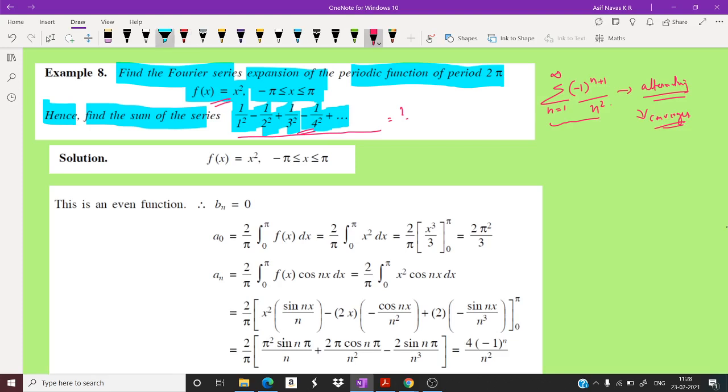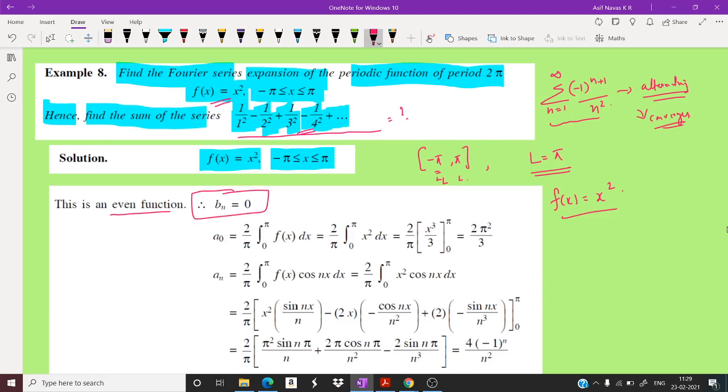So first of all, what is f of x? f of x is given as x square, on the interval minus pi to pi. So we have L equal to pi, like minus L to L. And f of x is x square. Is it an even function? Yes, it is an even function.